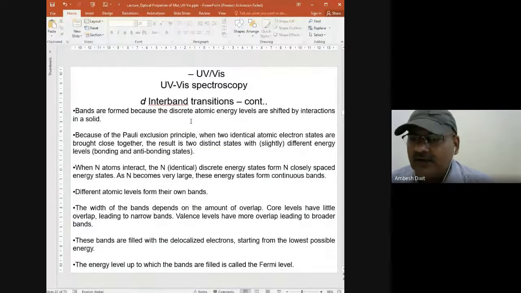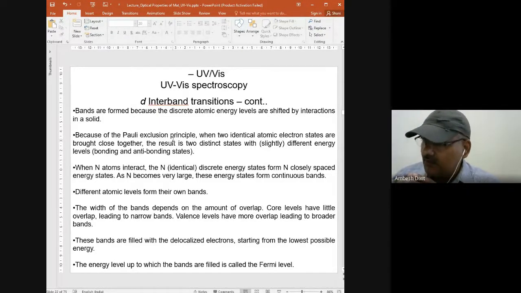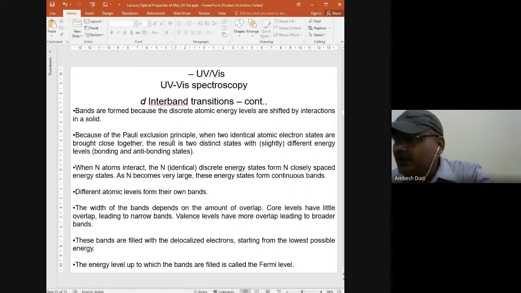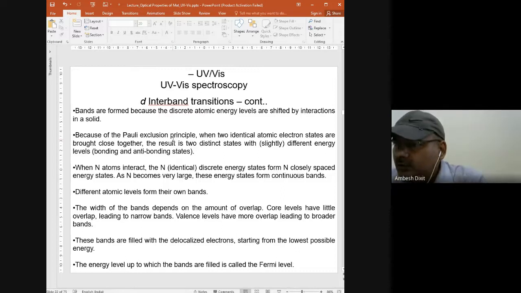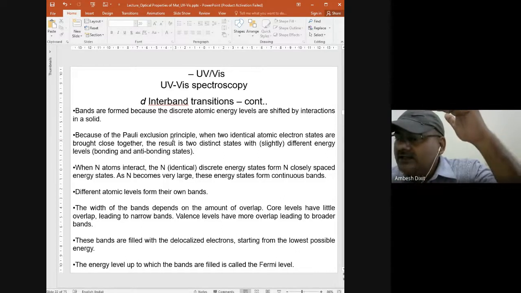Bands are formed because discrete energy levels are shifted by interaction in a solid. So 1s has a certain energy level in different atoms, and when you join them, they form a 1s band that is split in energy by some delta. Then why do we need 2s after 1s? Because we cannot populate all these electrons into one level, because of Fermi-Dirac statistics and the Pauli exclusion principle. So once 1s has been populated, we need to look for 2s, 2p, 3s, 3p, 3d, and so on. So we need to fill these energy states, and we continue this.